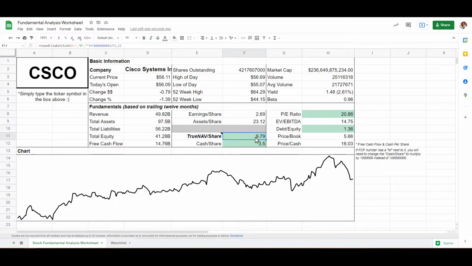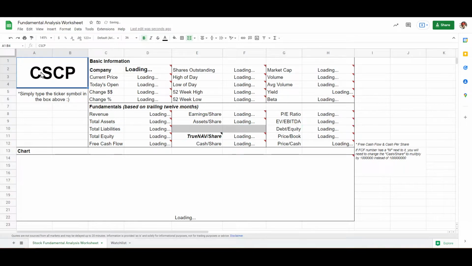And the true NAV per share, which I've realized I need to talk about. So let me go back. I'll just use Cisco because I'm on it. Whoops.